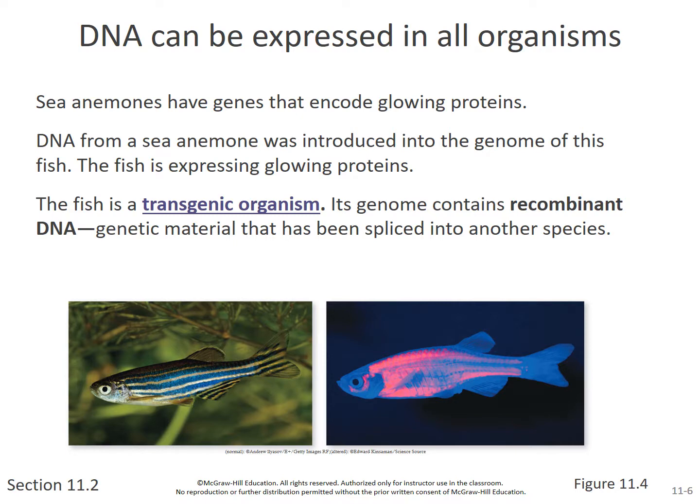The fish is now a transgenic organism. Its genome contains recombinant DNA. So the organism itself is considered transgenic because it has the DNA of another organism. The transgenic organism has recombinant DNA. Recombinant DNA is genetic material that has been spliced into another species.